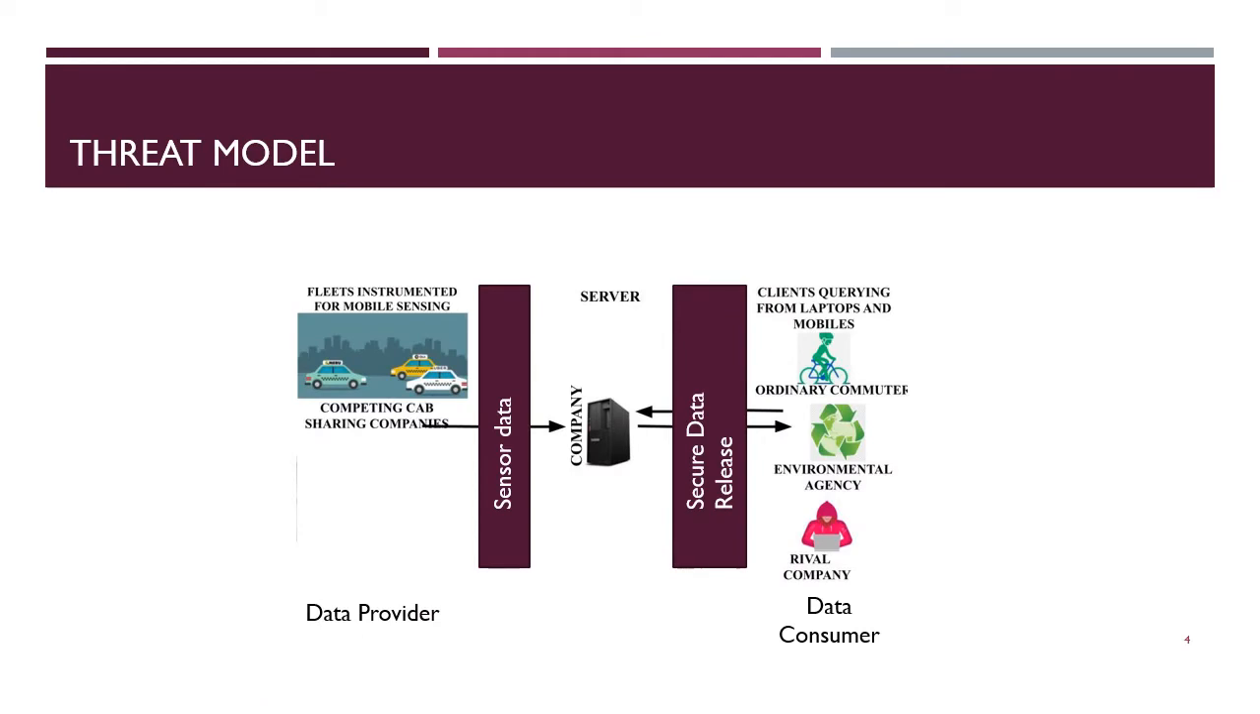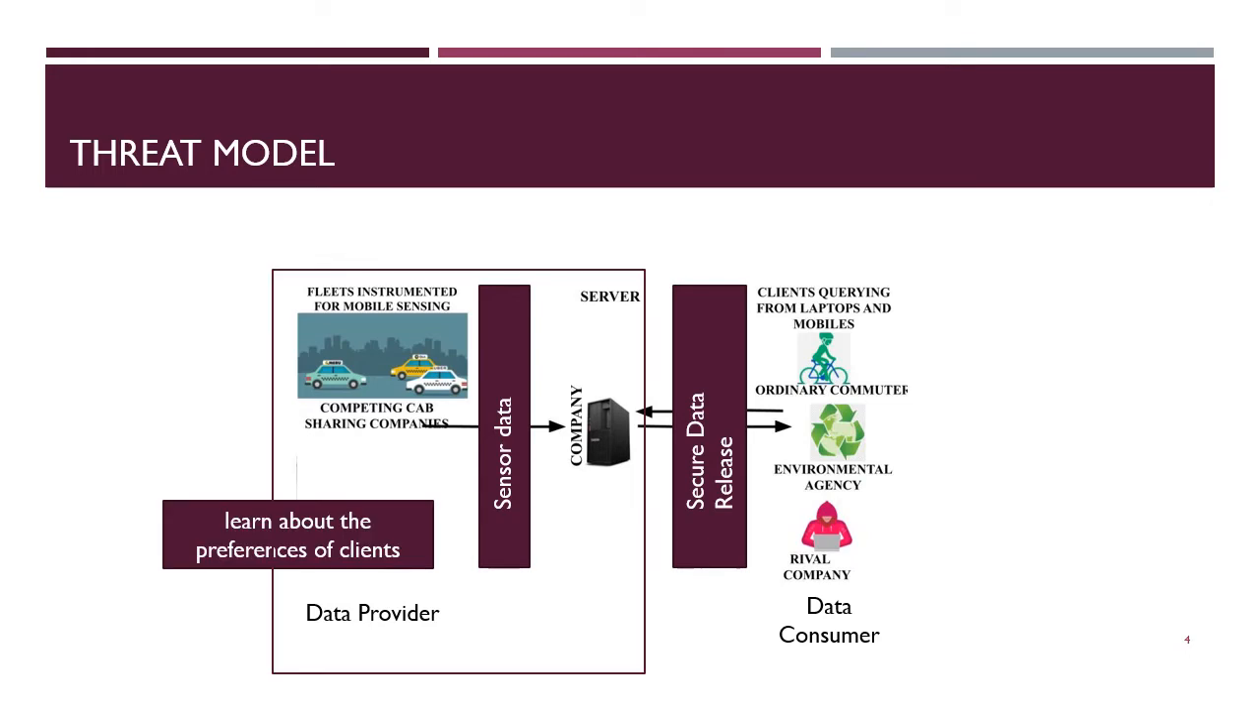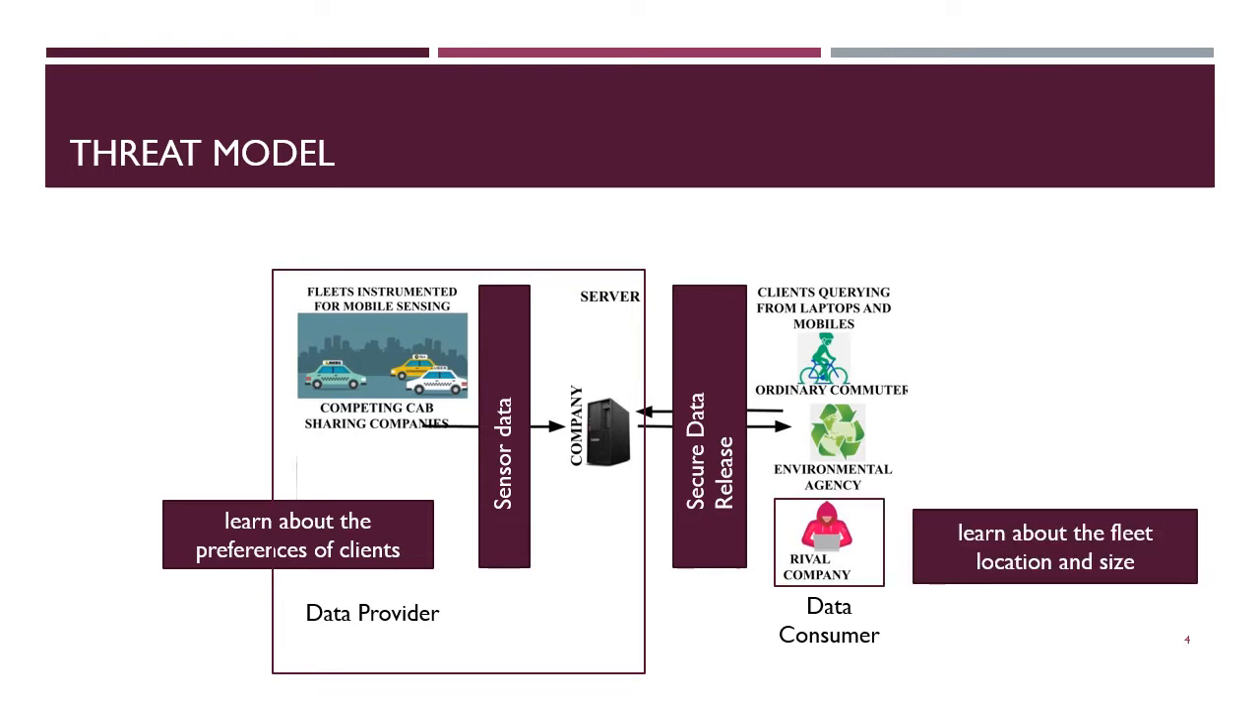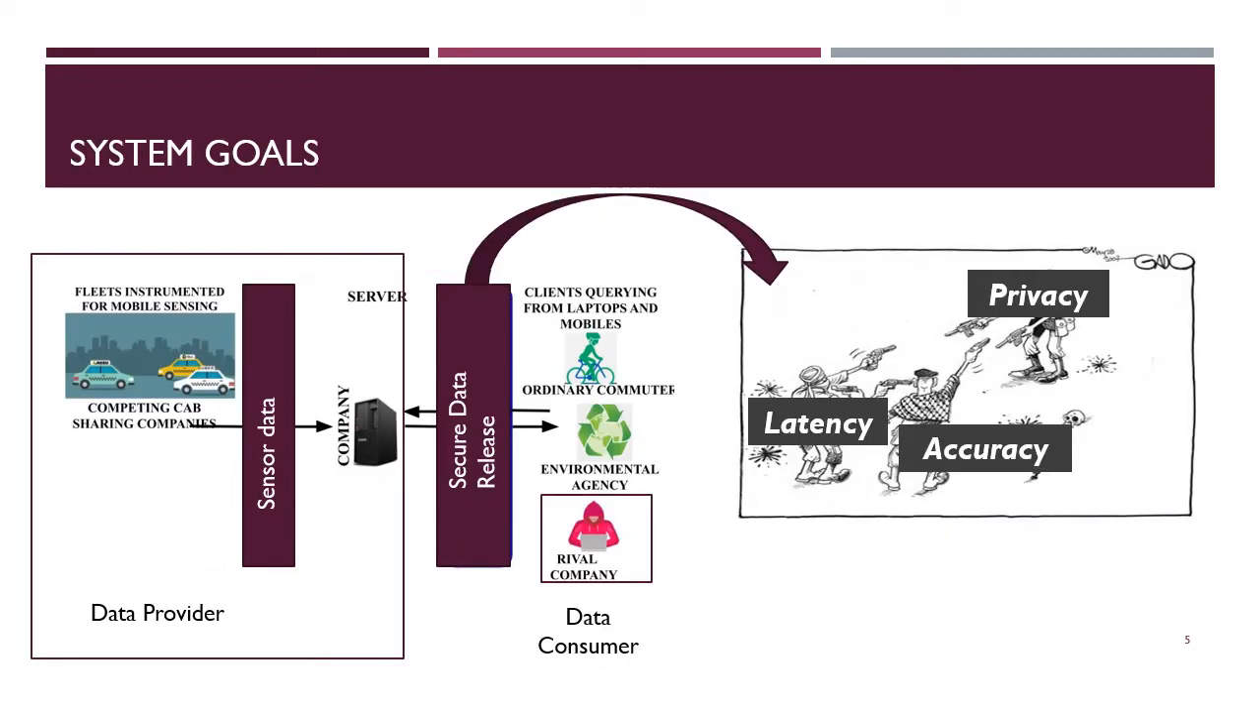This gives the underlying threat model, where cabs act as a data provider and want to know about the query location of commuters and environmentalists, whereas a rival company acting as a data consumer wants to learn about the business model of transport partners, that is, where there are no cabs or where the cabs are in high demand. To protect privacy in such a scenario, we release the data securely by balancing privacy, latency, and accuracy.